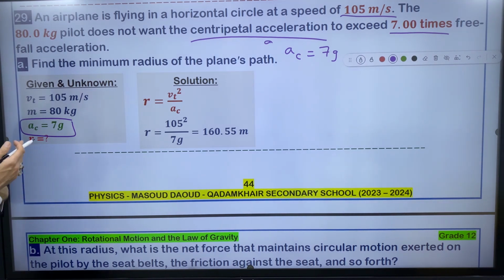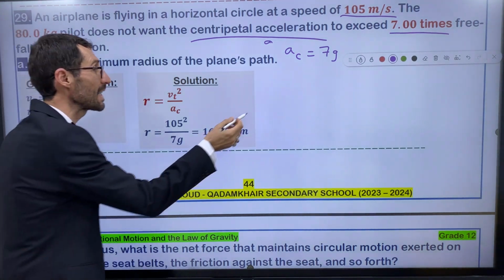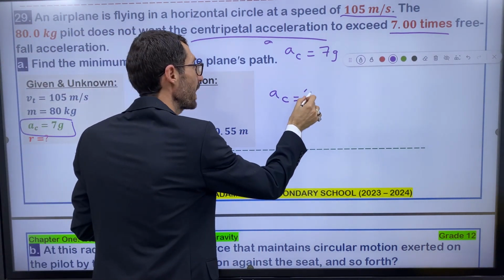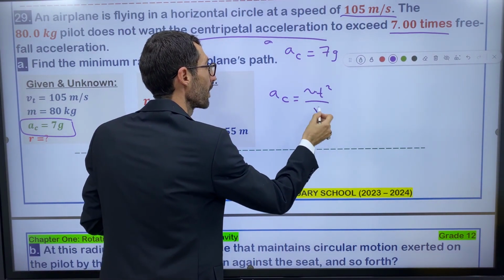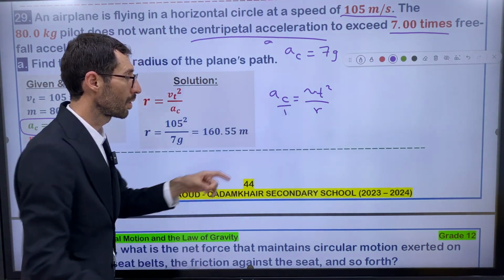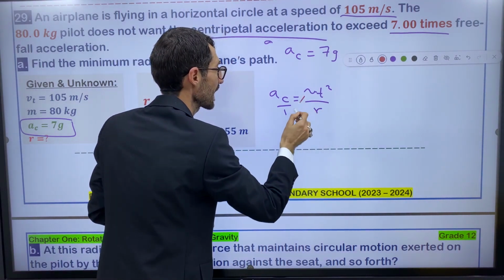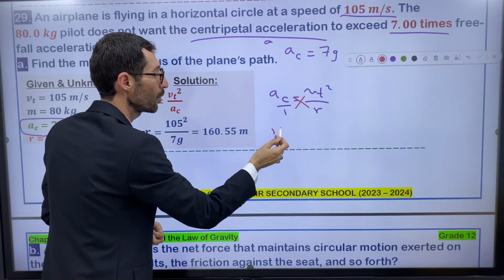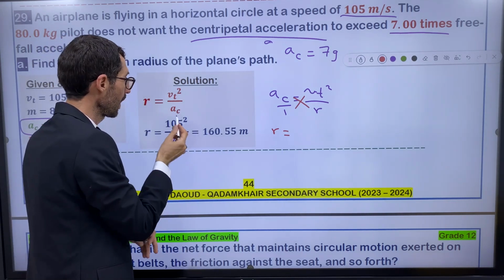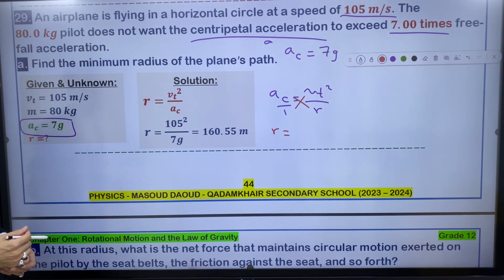Think about the rule of centripetal acceleration. AC is equal to, what's the original rule of centripetal acceleration? VT squared divided by R. And we look for R. Rearrange the equation for R. Put a denominator of 1 for AC. Cross multiply the equation like scissors. So R is equal to, anything multiplied by R goes down to the denominator. AC goes down, and VT squared multiplied by 1 goes to the numerator.